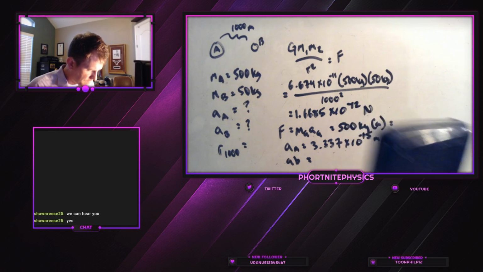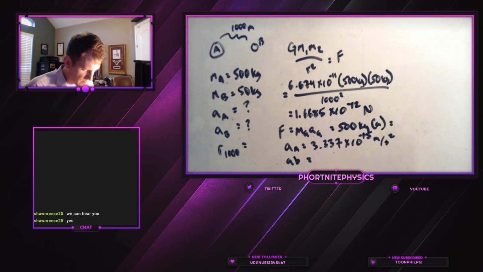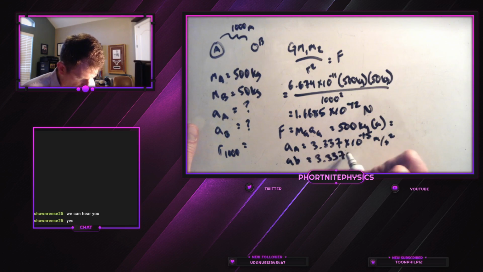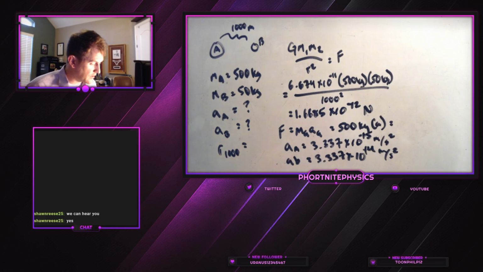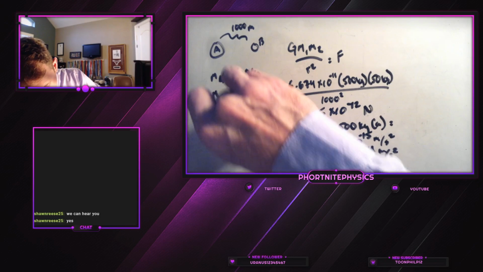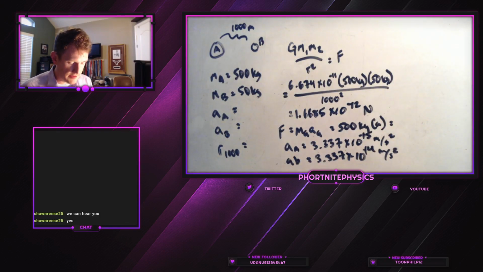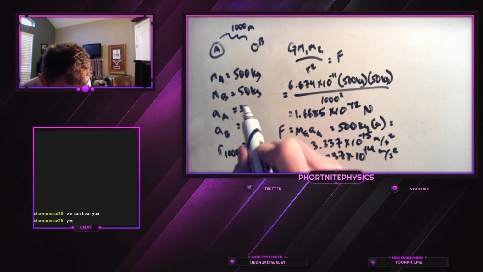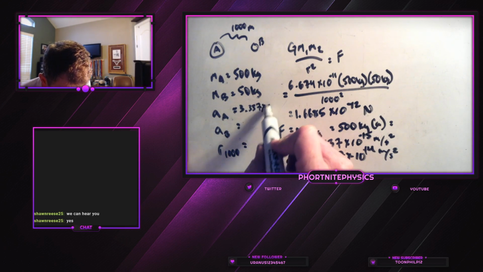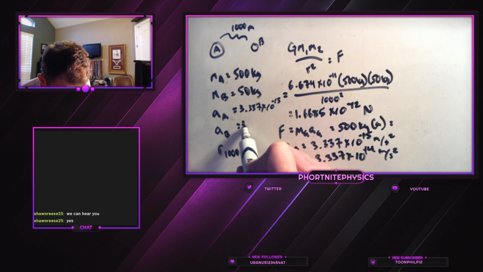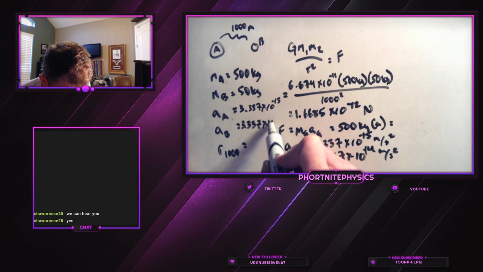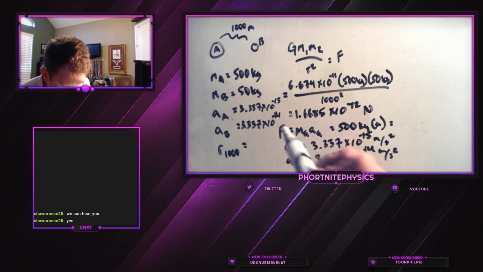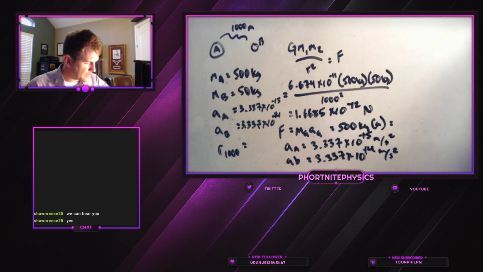Divided by 50, or 3.337 times 10 to the negative 14 meters per second squared. Okay? So let's go ahead and write these in over here so we can erase all this stuff over here. 3.337 times 10 to the negative 15, 3.337 times 10 to the negative 14. Okay. Let's get rid of this stuff.